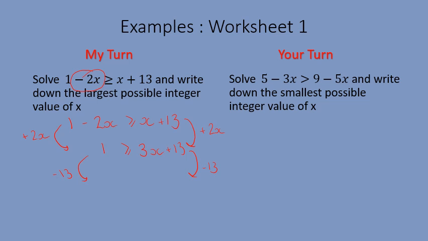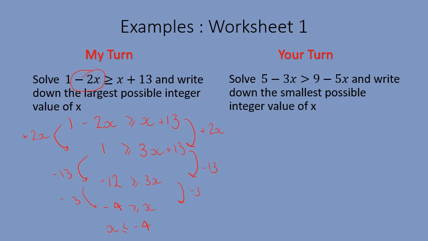So I'm at 1, I take away 13, I end up down at negative 12, greater than or equal to 3x, and then just divide by 3 to finish that part. So minus 12 divided by 3, negative 4 is greater than or equal to x. We prefer to rewrite that as x is less than or equal to -4.